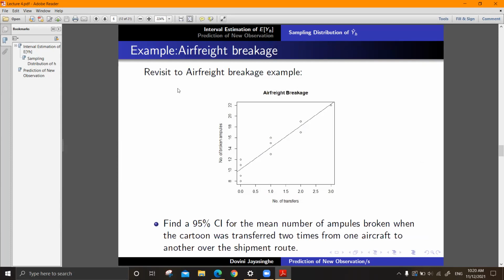So let's do a small exercise. Revisit the air freight breakage example, right? Find a 95% confidence interval for the mean number of ampules broken when the carton was transferred 2 times from one aircraft to another over the shipment route. This is the question, right?